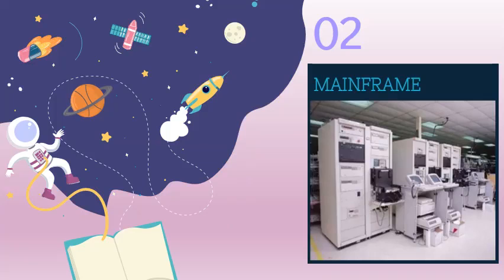Next is mainframe computers. Mainframe computers are less powerful and less expensive than the supercomputers. They are used in big organizations such as banks and large industrial undertakings. Examples of mainframe computers are IBM 390 and Z900.